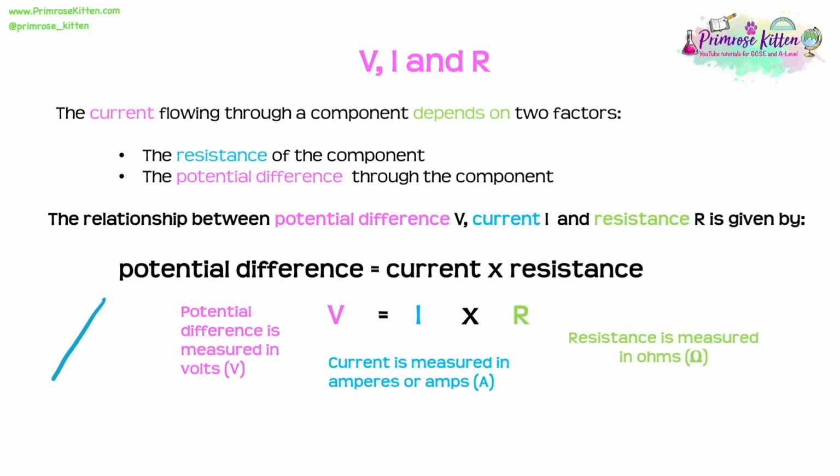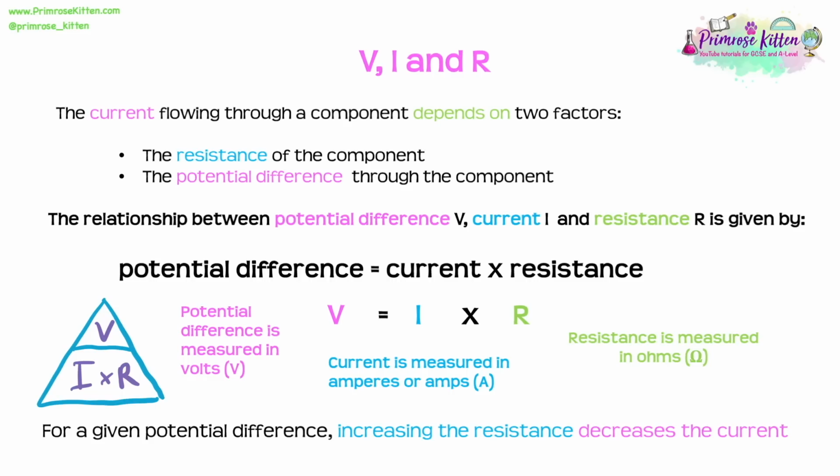So again, we can use a triangle if you struggle with algebra here. Remember that the bits times together always goes on the bottom. So here we've got a V on the top and I times R on the bottom. And now you should easily be able to find whatever term you're asked to find.